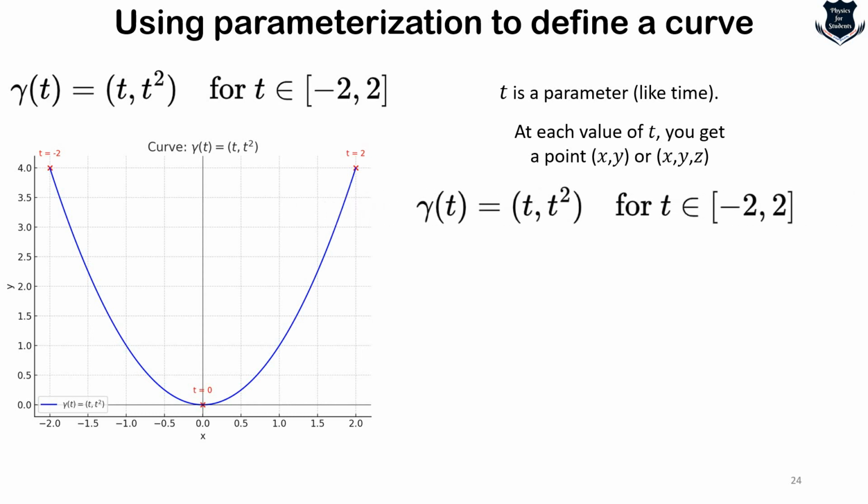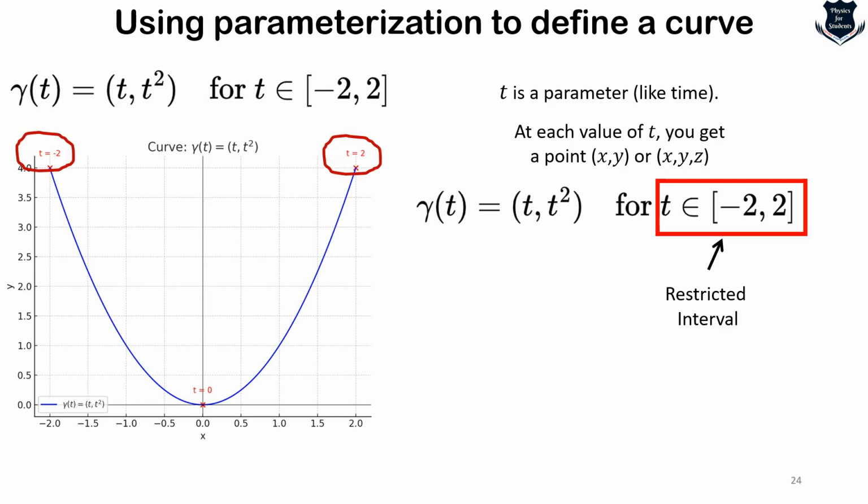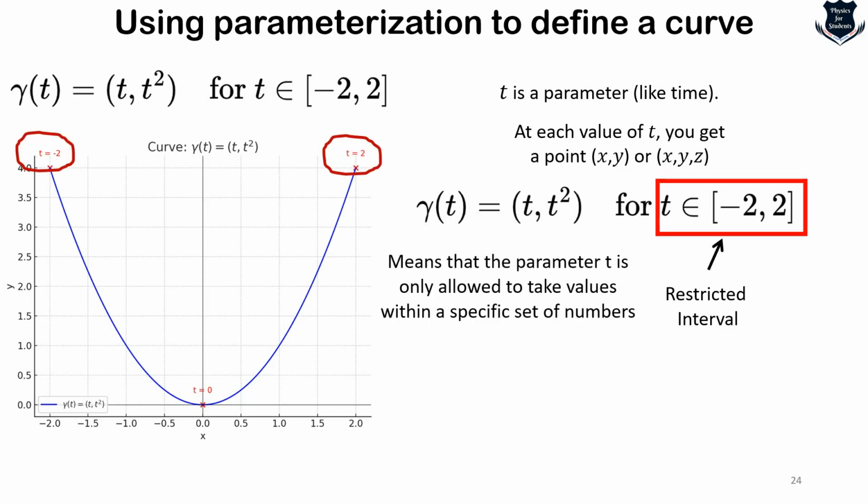So when t is in this one, you can see minus 2 comma 2 within brackets. This is what is called a restricted interval. That means it has a certain interval which is restricted. Here it is 2 and minus 2. So it means that the parameter t is only allowed to take specific values.